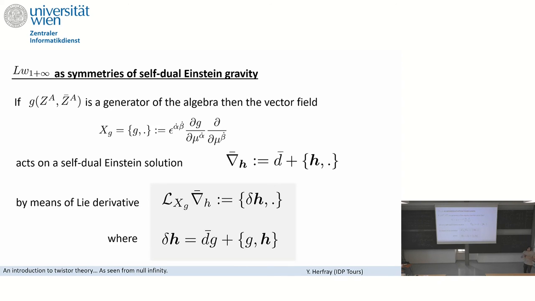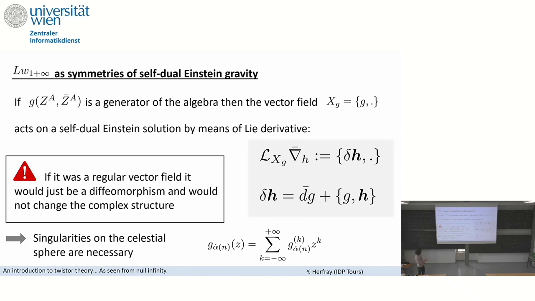So you see, in twistor space, it's as nice as it can be. It's just a diffeomorphism in twistor space, which is deforming the complex structure. Of course, what's important to keep in mind here is that if it was just a diffeomorphism, you would not get anything. It would just be a change of coordinates, so you would not get anything interesting.